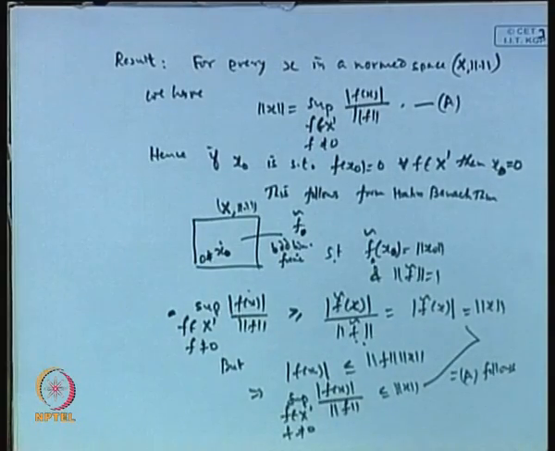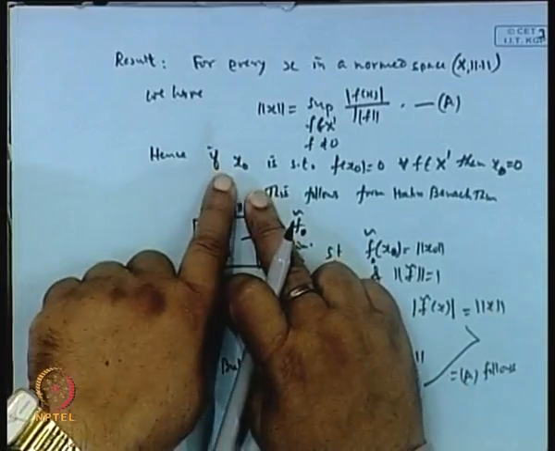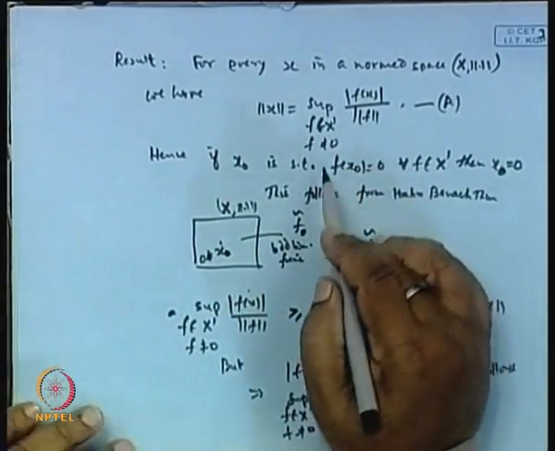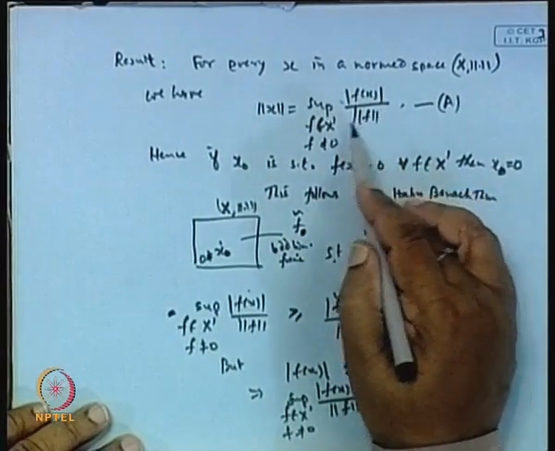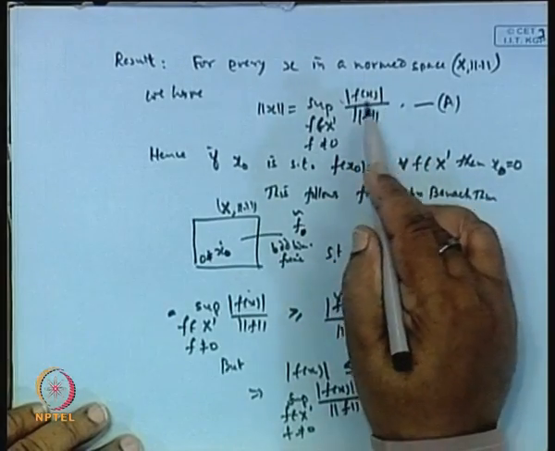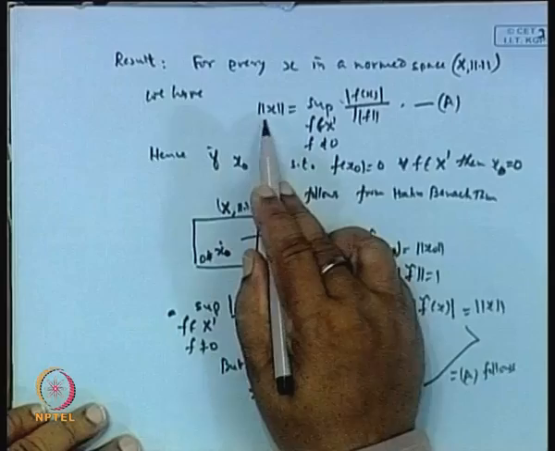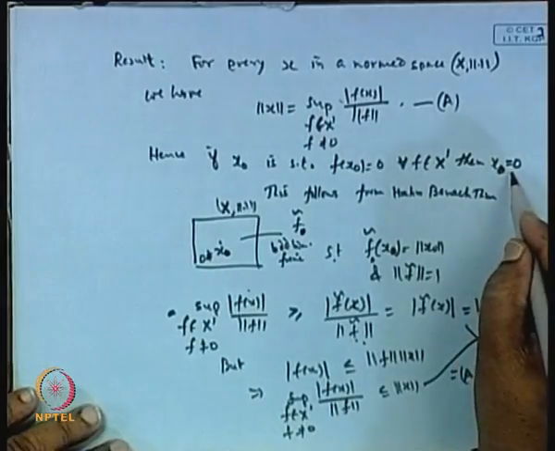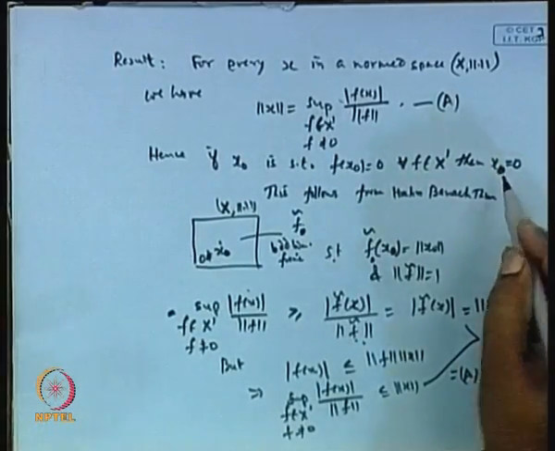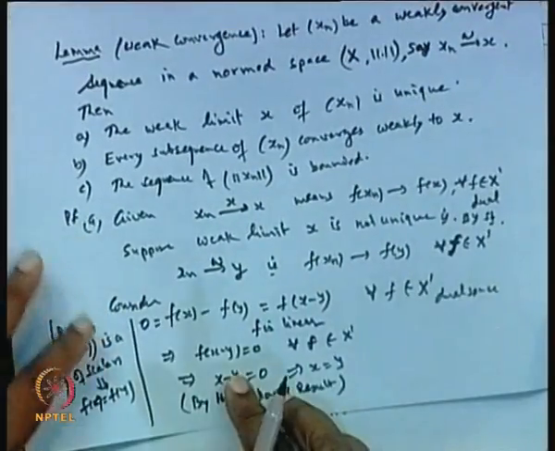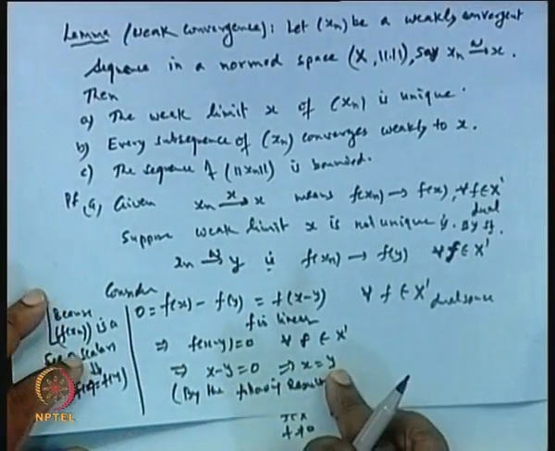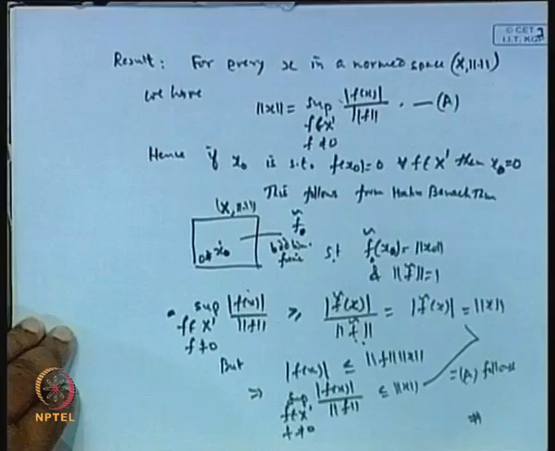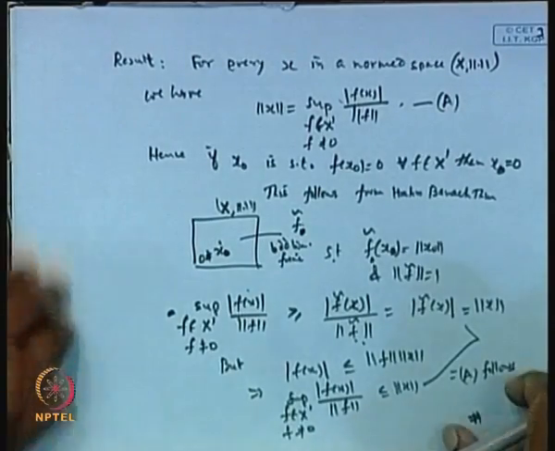Is it clear? Now, if A is true, then what it says is that if x naught is such that f of x naught is 0 for all f, then x naught must be 0. If this part is 0 for all f, then obviously the supremum will be 0, so obviously the norm of x naught will be 0. It follows immediately, and norm x naught equal to 0 implies x naught must be 0 because it is a norm. So, the result that f of x minus y equal to 0 implies x minus y is 0 follows from this result. Is it okay? Clear? Now, let us see the second part of this.